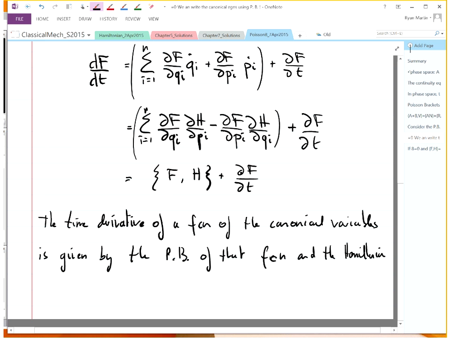So let's go back to the equation. df/dt is equal to the Poisson bracket of f with H plus the partial derivative of f with respect to time. So if the last term is 0, and if the Poisson bracket is 0, then df/dt is 0, and d/dt of something being 0 means that something is constant.